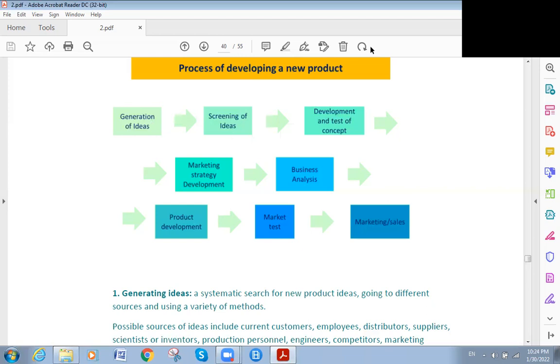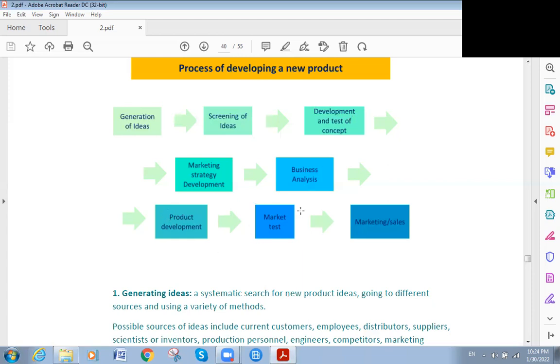Development and test of concepts. You will check out the concepts before you start producing. Then you will start marketing strategy development. You will do a business analysis based on benefit cost analysis. Then you will start producing the product.